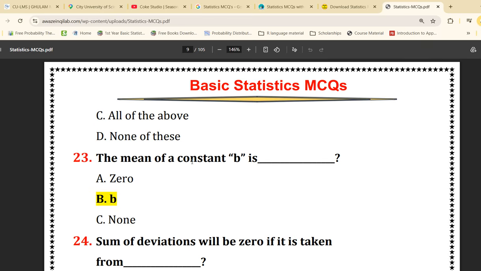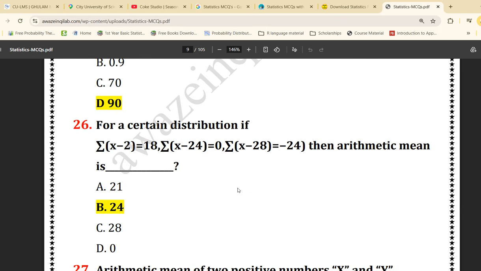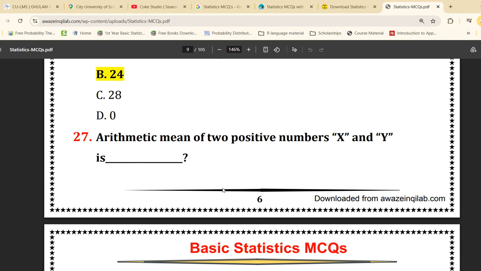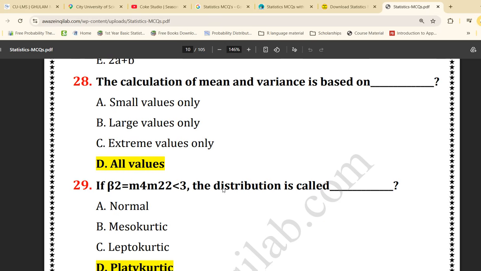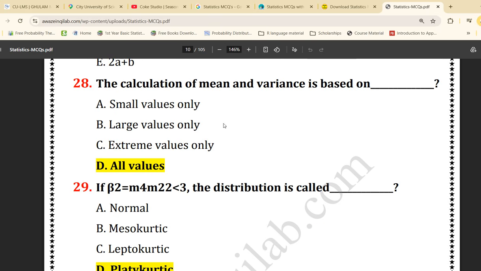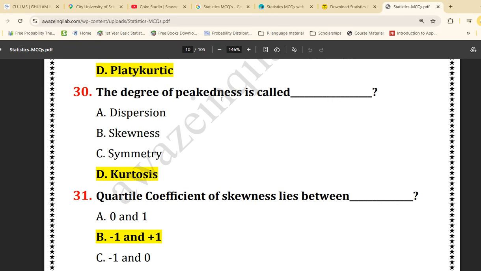If the mean of a constant b is what? b. These are the types of questions I have added. Now look, this is about skewness and kurtosis. Beta 2, m4 divided by m2 squared, is less than 3. Simply, beta 2 is less than 3. We call it what? Platykurtic. The degree of peakedness is called kurtosis. Skewness lies between -1 and +1.